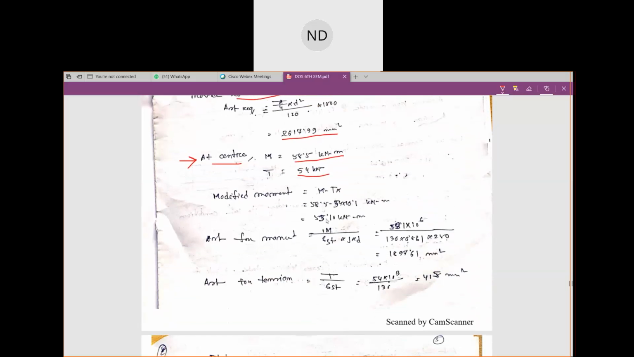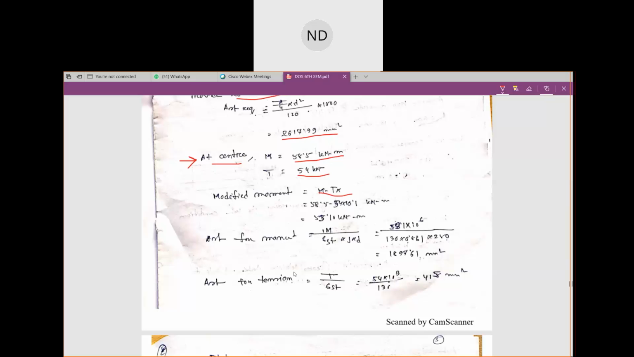Modified moment is equal to M. So now for the center, I showed you here the moment which we had calculated earlier, this much, 58.5 kilonewton meter. Then T is this much, so the modified moment is M minus T into x. Same thing, T we know, and x we are taking to be 100 mm.